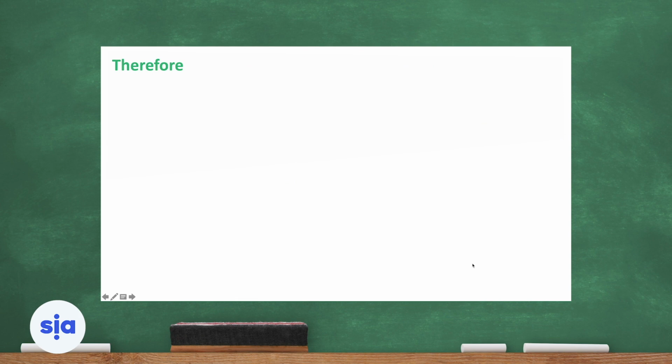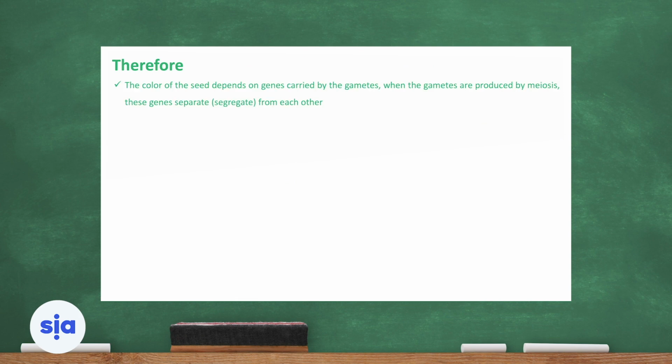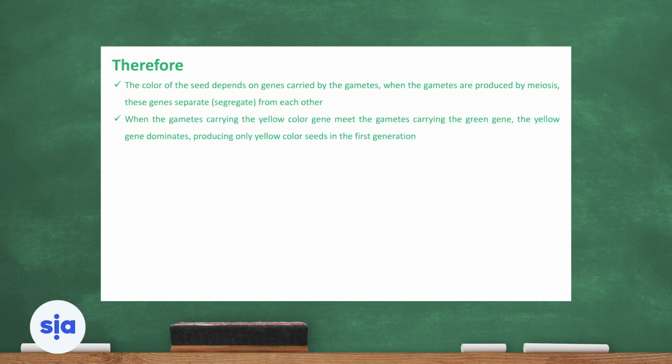Therefore, the color of the seed depends on genes carried by the gametes. When the gametes are produced by meiosis, these genes separate or segregate from each other. When the gametes carrying the yellow color gene meet the gametes carrying the green gene, the yellow gene dominates, producing only yellow color seeds in the first generation.